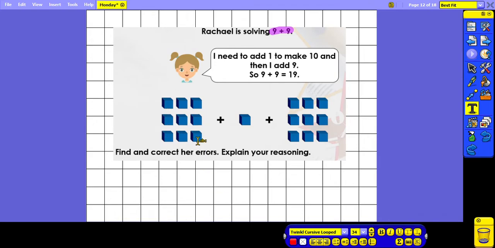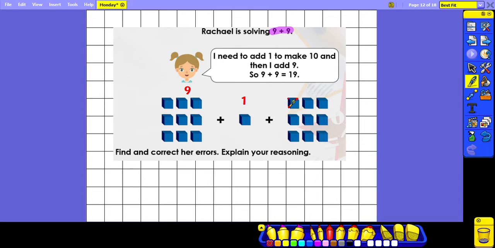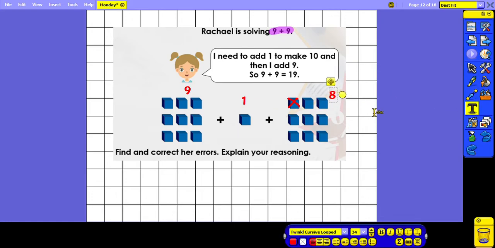So here she's got 9 blocks to represent 9 and then she's adding 1 and then adding another 9. Now this is where she has gone wrong because she has partitioned this 9 into 1 and another 9. But we know that that's not right. She should have partitioned the 9 into 1 and 8. Because the 1 and the 8 add together to make that 9. And the 9 and the 1 make 10.